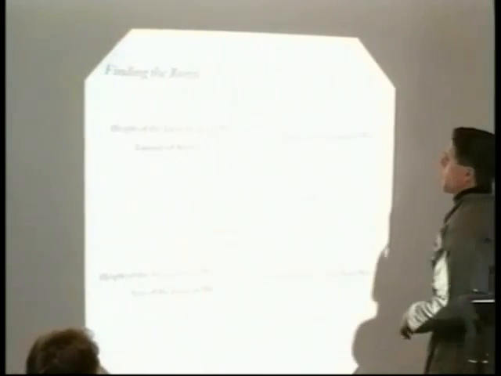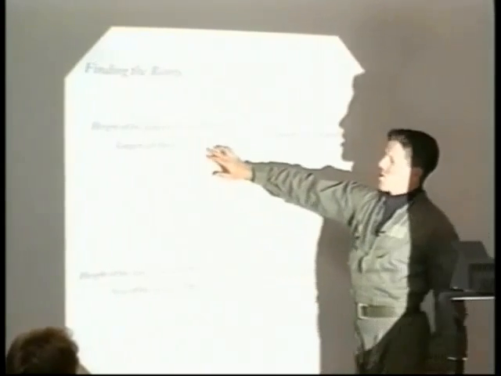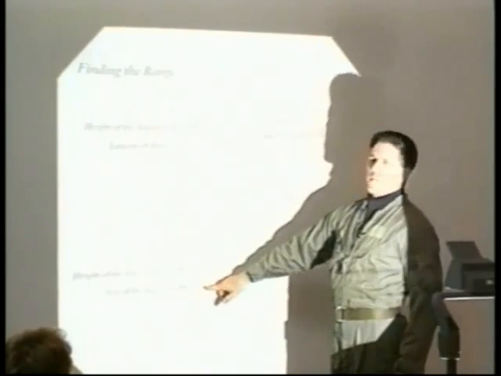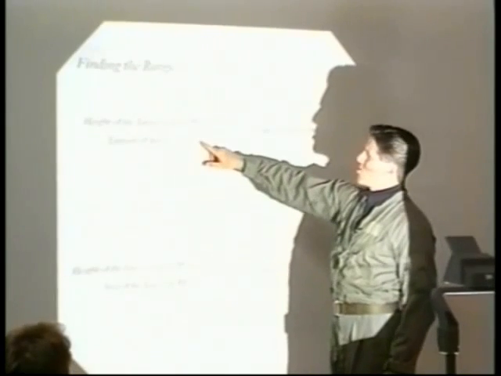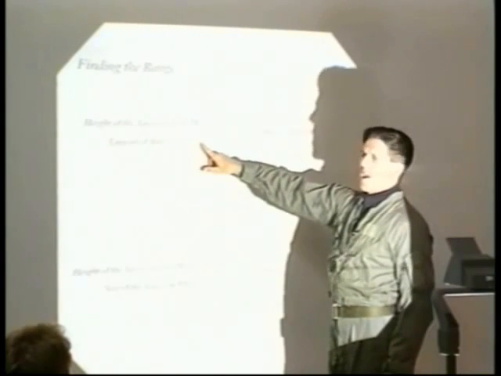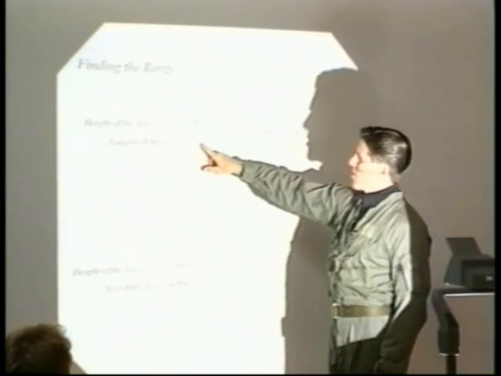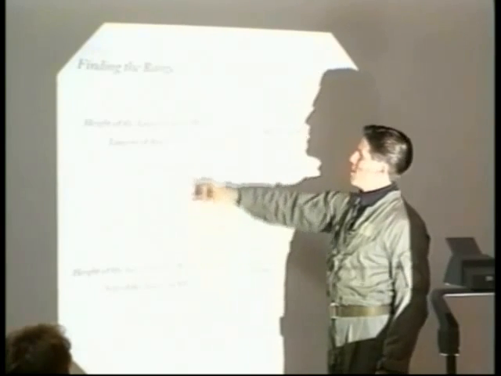Okay, let's back up here for a second. Finding the range. There are a couple of different ways to do it. We can use degrees, or we can use mils, and I'll talk about both. Mils or degrees are more difficult. We don't have a scale on our scope that measures degrees accurately. We do have one that uses mils.